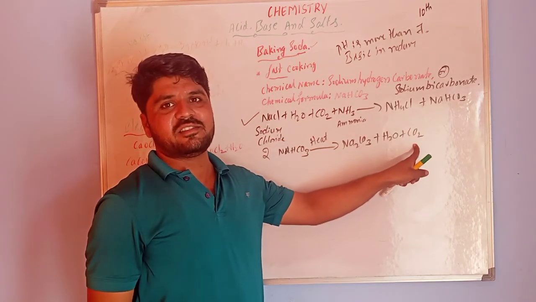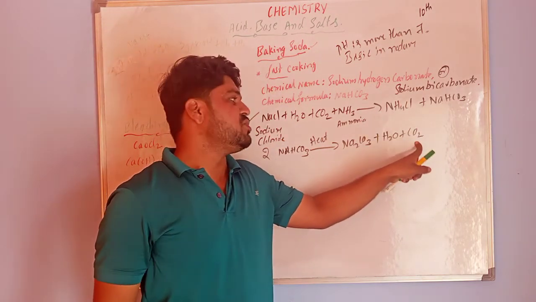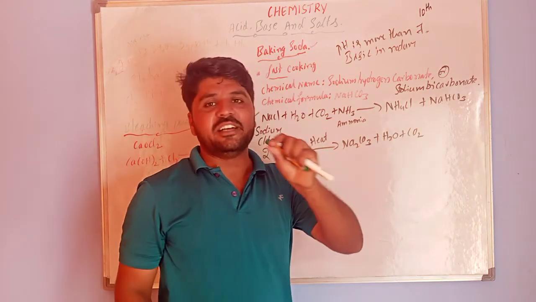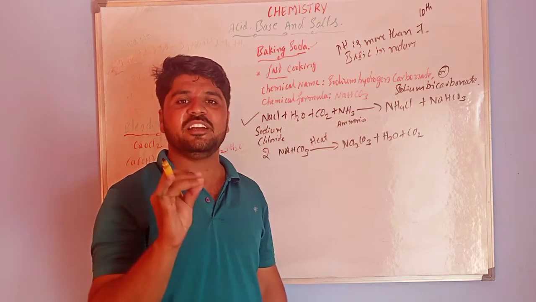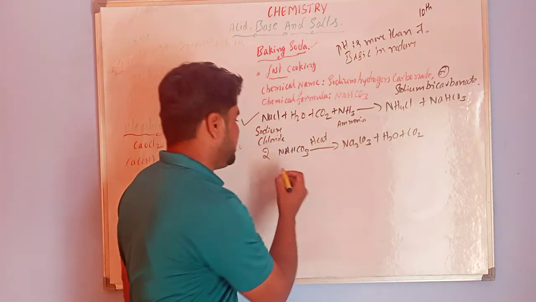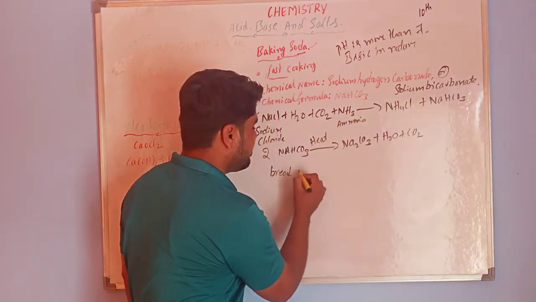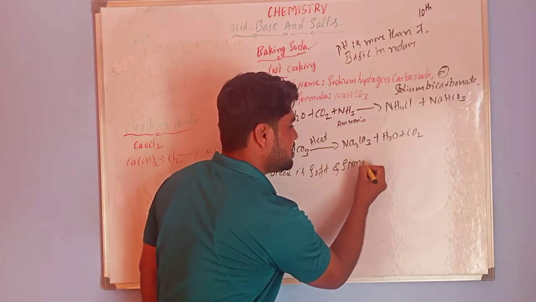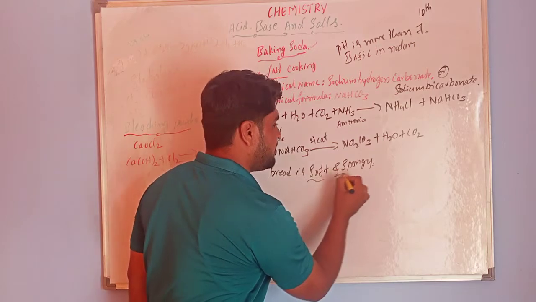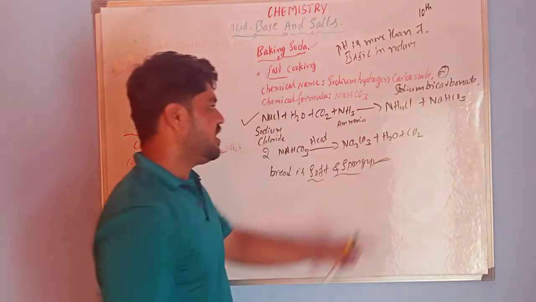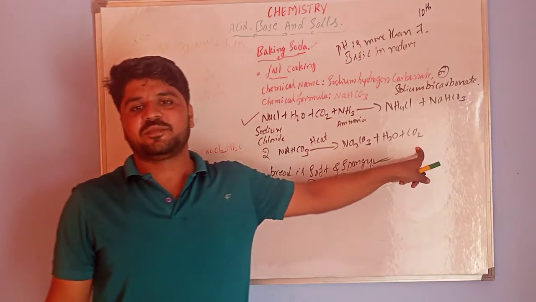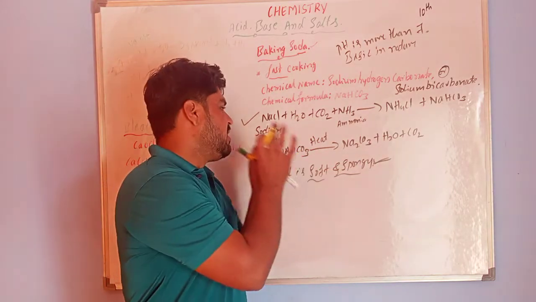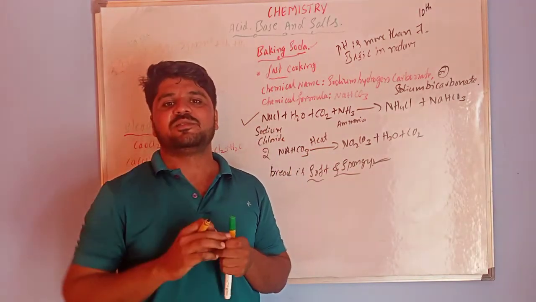This carbon dioxide is very useful when you observe the bread. That bread is soft and spongy. Bread is soft and spongy. This softness and sponginess comes from this carbon dioxide. This is very useful in bakery items.